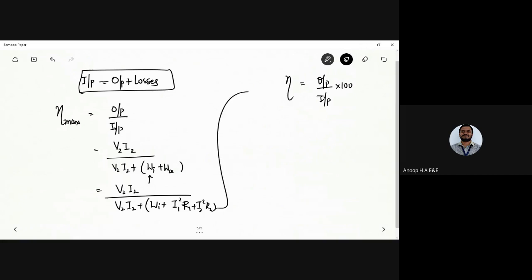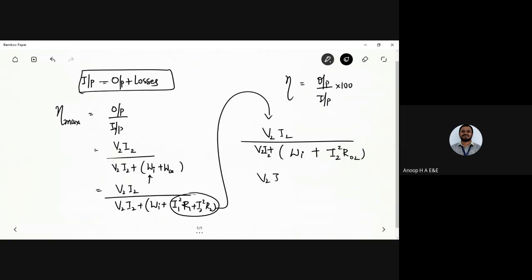Next I'll write V2 I2 divided by V2 I2 plus Wi, which is called the iron losses, plus this entire term, which I can replace with I2 squared R02. So it is V2 I2 divided by V2 I2 plus Wi plus I2 squared R02.